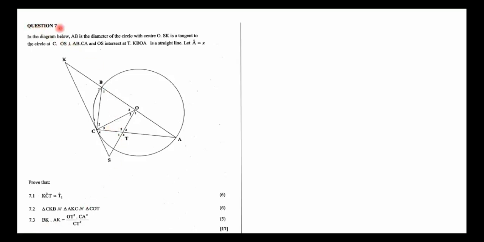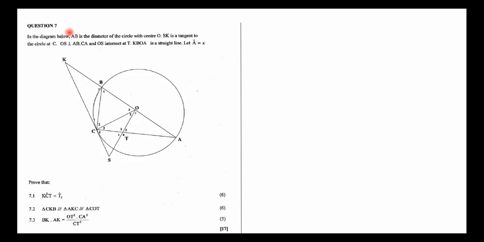So the question reads as follows. In the diagram below, AB is the diameter of a circle with center O. SK is a tangent to the circle at C. OS is perpendicular to AB. CA and OS intersect at T. KBOA is a straight line, and angle A is equal to X.